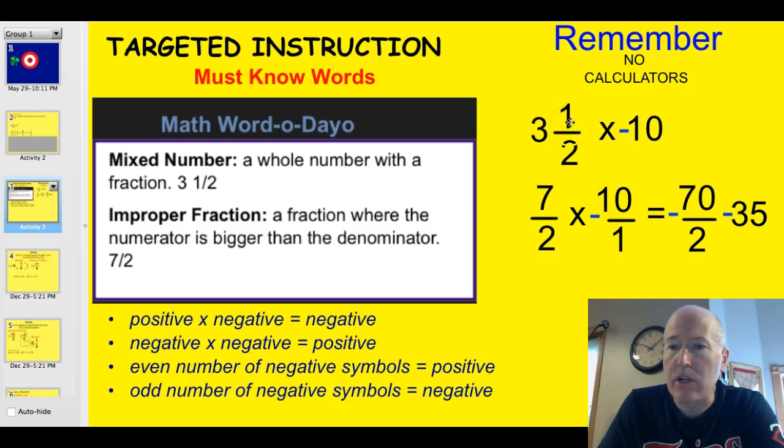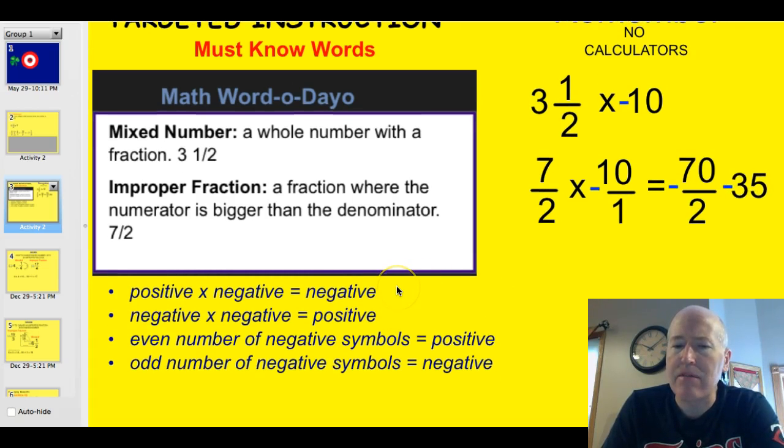Take a quick look here. 3 1/2 times a negative 10. I made that mixed number into an improper fraction. I made 10 into a fraction, just put it over 1. Now we have 7/2 times negative 10 over 1. Multiply straight across, we have negative 70 halves. That would reduce: negative 70 divided by 2. That's a negative 35.